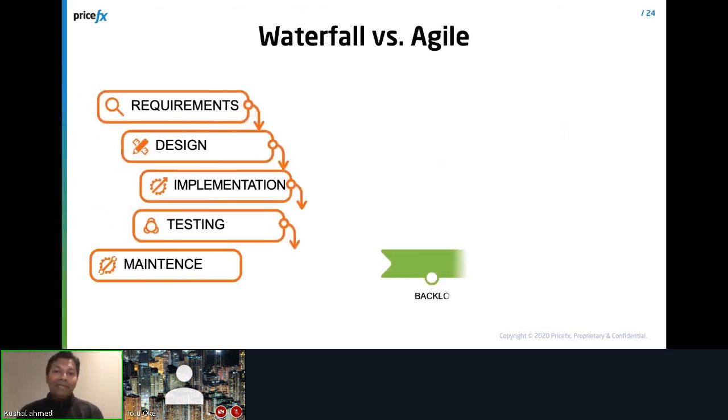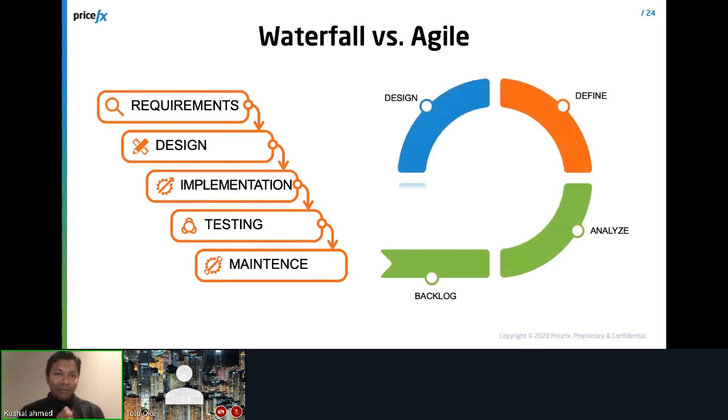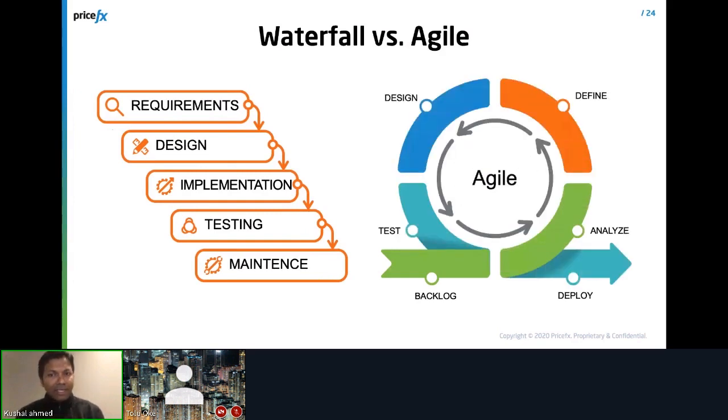Now, bringing back the original debate, waterfall versus agile, the picture says it all. Essentially, waterfall is a sequential process without check and balance, whereas agile is an iterative process with collaboration, check and balance. Let's dig a little more.